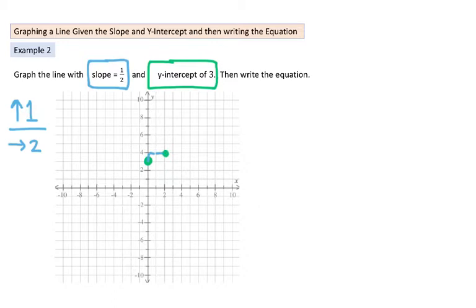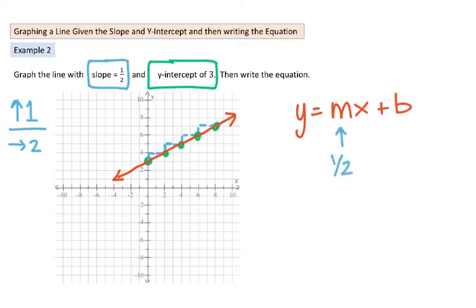If you want a few more points just to make the graph more pretty, you can stair step it: up 1, right 2, up 1, right 2. Like this, we could put lots of points and then connect the dots to get the graph of the line. And then we remember y equals mx plus b is slope-intercept form. The slope was 1/2. The intercept given was 3. So we get a final equation, y equals 1/2 x plus 3.